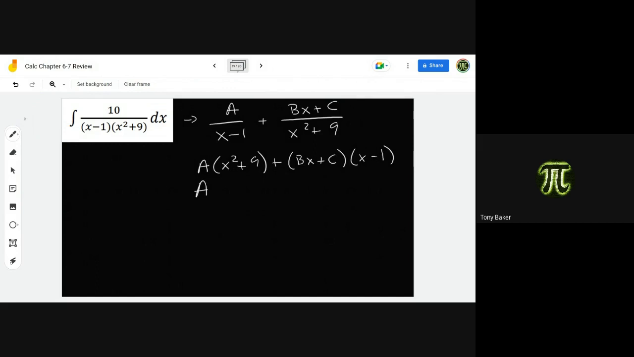So the only one I can actually plug in is 1. That's the only number I can plug in to help me get anything out of this. If I plug in x is 1, that's going to cancel out that part there, and I get 10 equals 10a, so a equals 1. So I now know what A is.